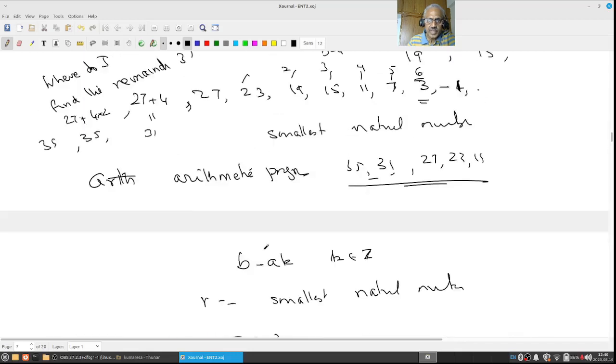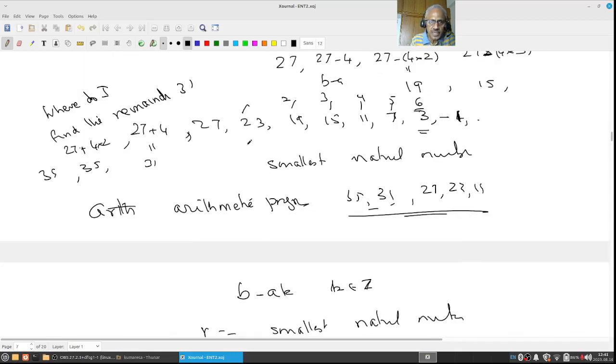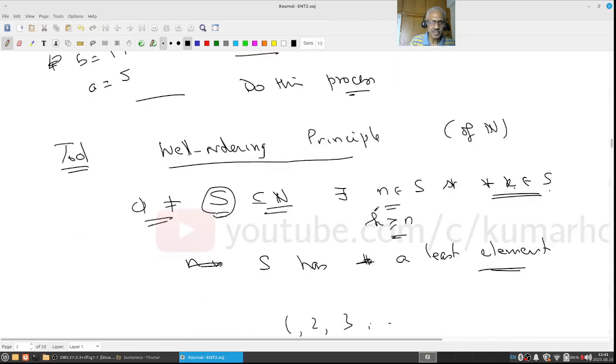The reason I want this is, you can see starting from 27, I have a lot of numbers. These are all positive numbers: 27, then 31, 35, 39, 43, it keeps on going. In this set, what is the least natural number? Namely 3. That is my remainder.